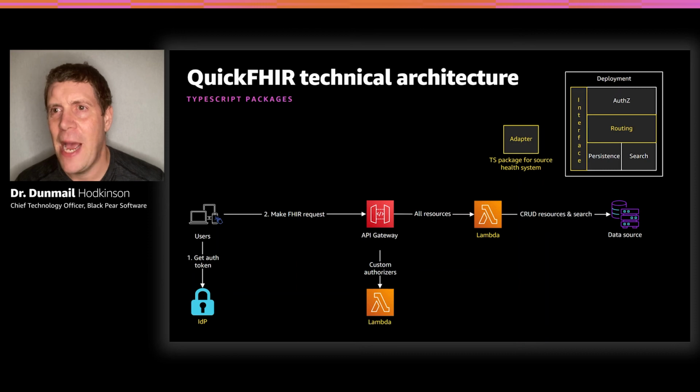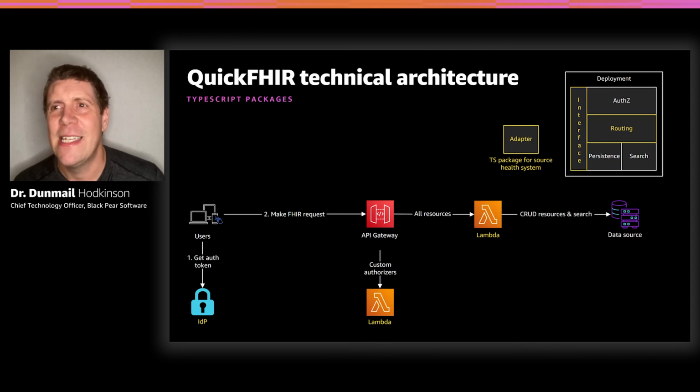We have the adapter package, which provides the transformation, and we can swap out different adapter packages for different source systems. We use Amazon API Gateway to provide the REST endpoint, and we can use custom authorizers so that our customers can choose to use different identity providers depending on their use case. And all in all, this allows our customers who provide health systems to quickly create FHIR APIs so that they can share their data.